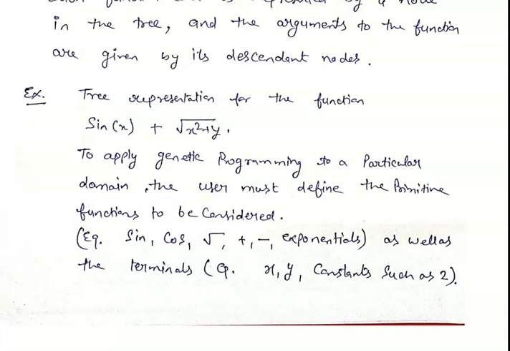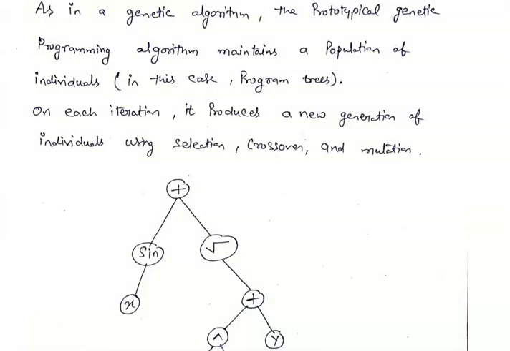To apply genetic programming to a particular domain, the user must define the primitive functions to be considered, for example sin, cos, square root, plus, minus, exponential, as well as the terminals x, y and constants such as 2. The prototypical genetic programming algorithm maintains a population of individuals. On each iteration, it produces a new generation of the individuals using selection, crossover, and mutation.